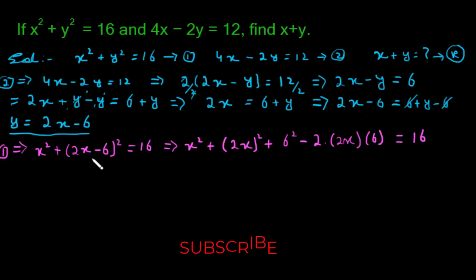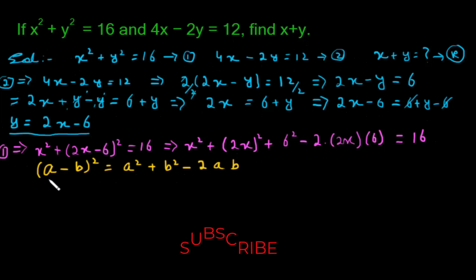For this expansion, I have used the identity that we know: a minus b whole squared is equal to a squared plus b squared minus 2ab. Here a is the first term, b is the second term. So in this bracket, 2x is the first term, so I have treated 2x as a, and 6 is the second term, so I have treated 6 as b. So I have expanded this bracket according to this identity.